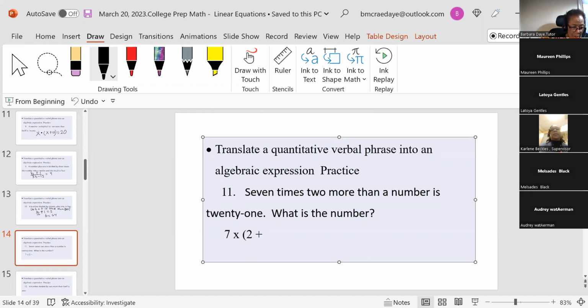Let's put a J. We're overusing X, and I've got the X for the multiplication. I don't want to get them confused. And the total is what, Maureen? 21. Okay, so that's equal to 21. What is J? Solve that for J.